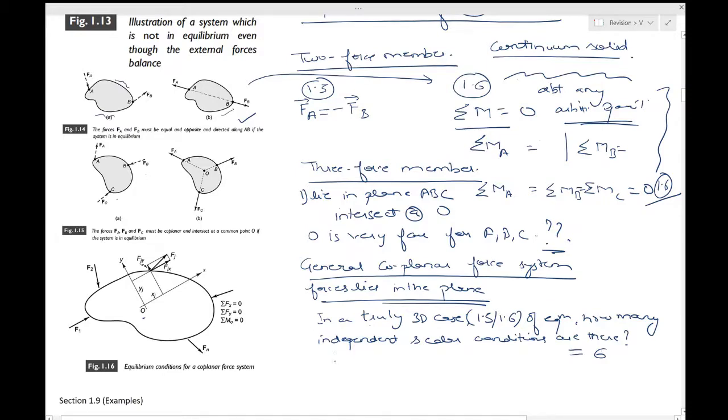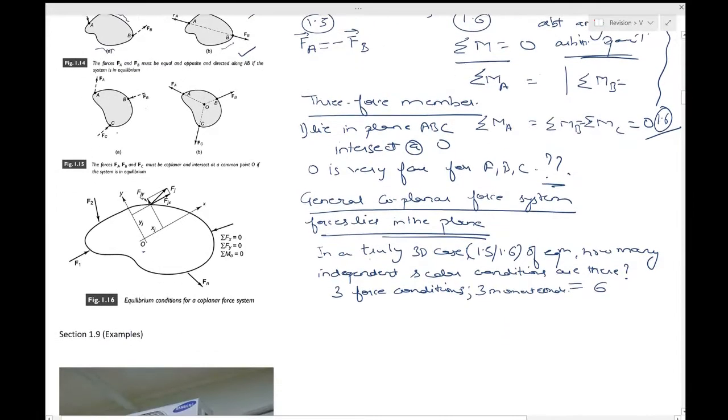There are 3 force conditions, meaning the sum of external forces along the x-axis has to be 0, the sum of forces along the y-axis is 0, the sum of external forces along the z-axis is 0. Similarly, there are 3 moment conditions, one for each of the directions. Okay, so this is for a truly three-dimensional case.